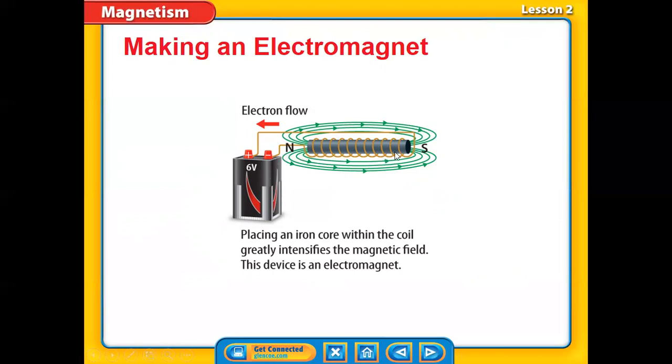And we said that we could increase the strength of this electromagnet by using a more powerful battery or electric source, or by increasing the number of loops of the coil of wire. So that is the electromagnet.